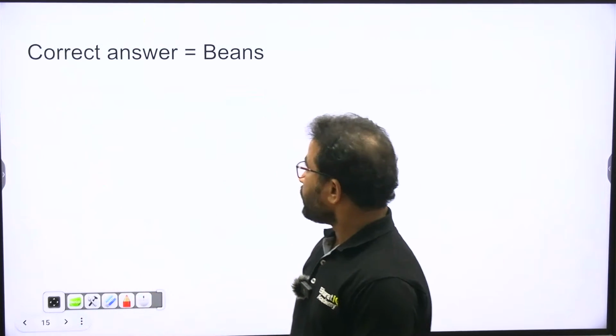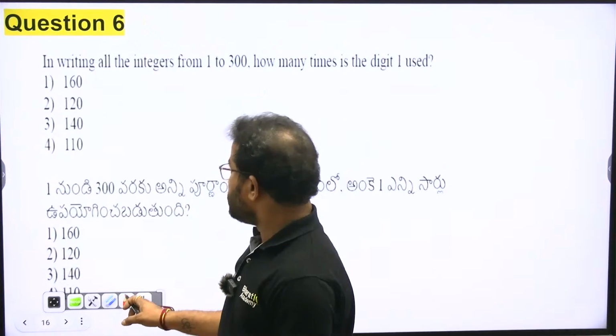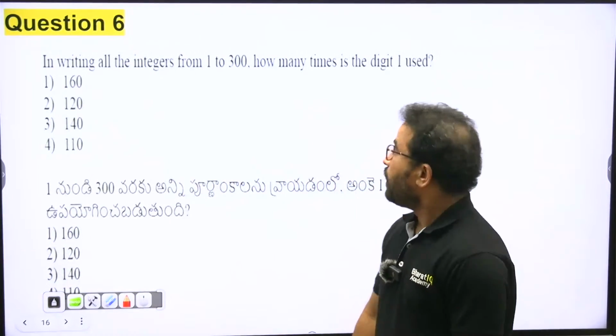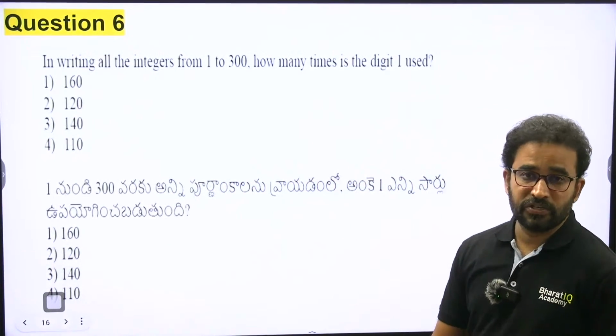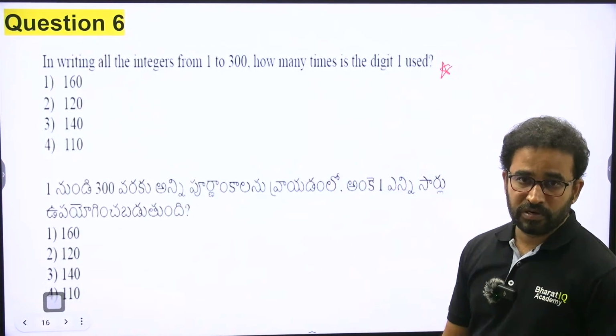Next one, look at this one. The next question says: writing all the integers from 1 to 300, how many times is the digit 1 used? Very important, but you always need to focus on how to work this out.